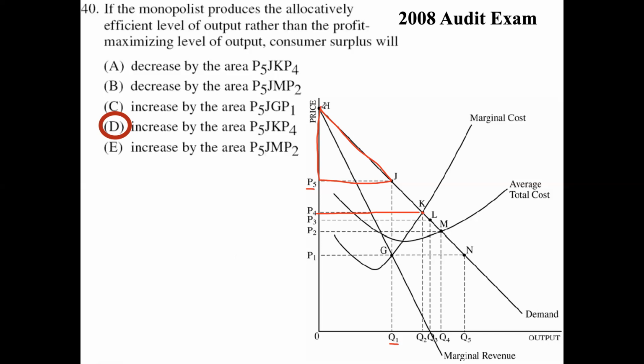Now, the demand curve stayed the same. The new consumer surplus would be the difference between what consumers are willing and able to pay and what they actually pay, which is now P4. So the blue triangle is the new consumer surplus. So you can see it increased by P5, J, K, and P4. Also, because we're at the socially optimal output, the deadweight loss would be eliminated as well.